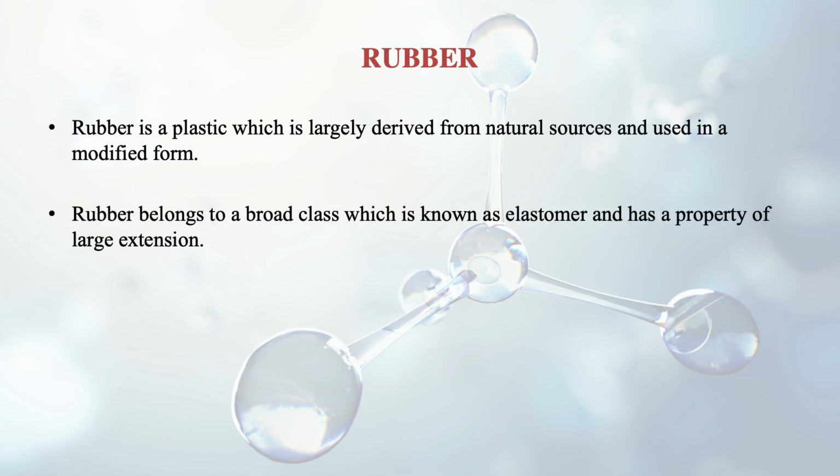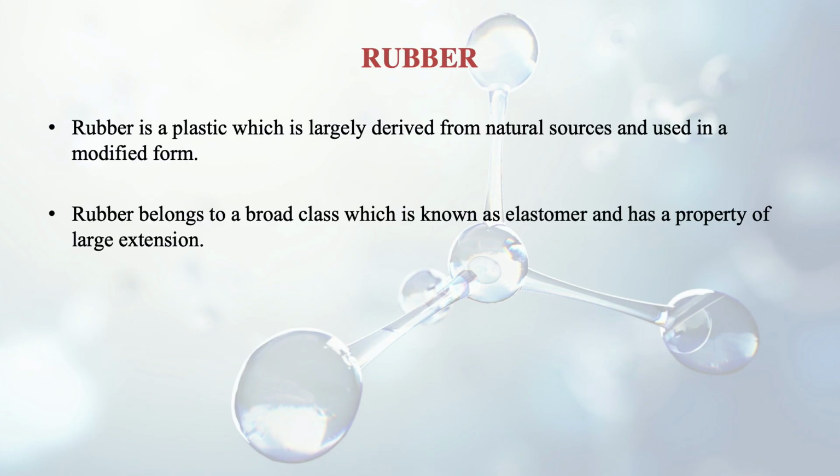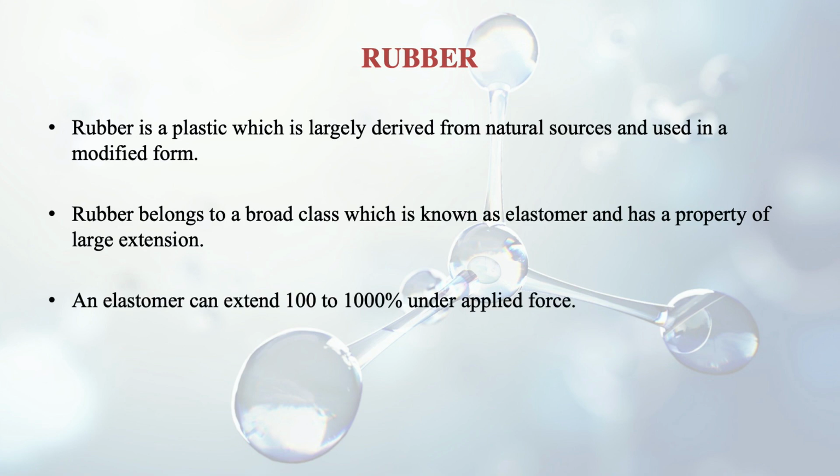So rubber belongs to a broad class of materials known as elastomers. So what is an elastomer? An elastomer has both the viscous property as well as the property of elasticity. So it is viscoelastic, and at the same time the intermolecular forces between the molecules in these elastomers are very less, so they have greater flexibility also. So these are elastomers, and that's why they have the property of large extension. An elastomer can extend 100 to 1000% under the applied force.